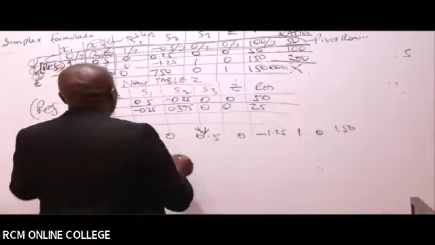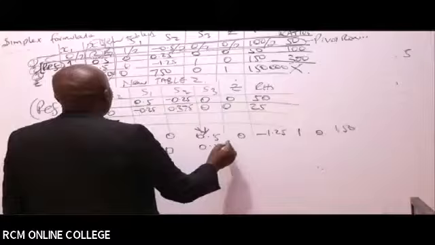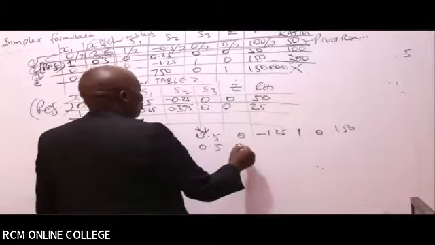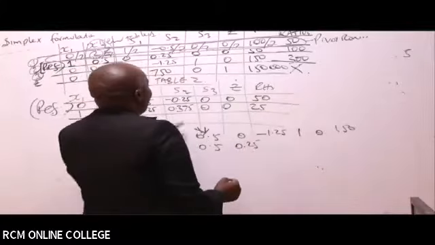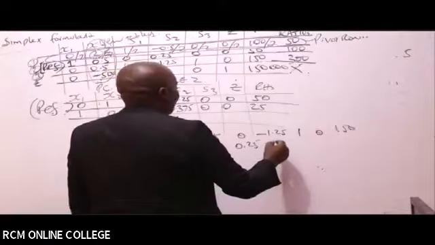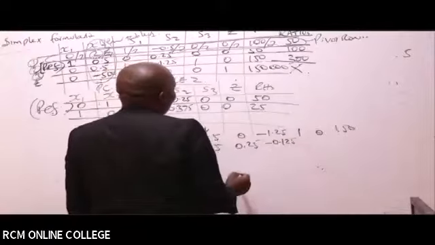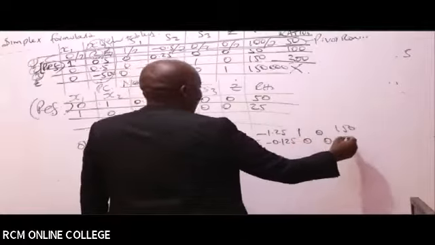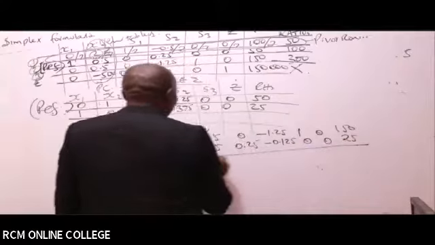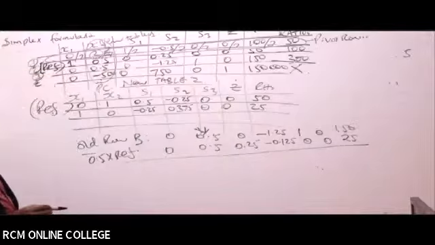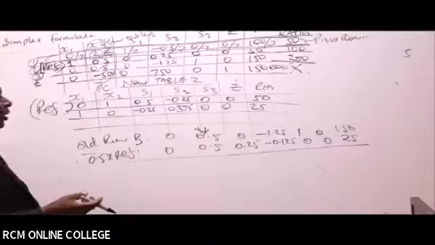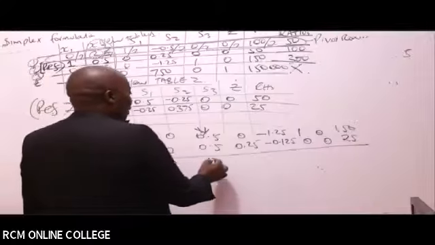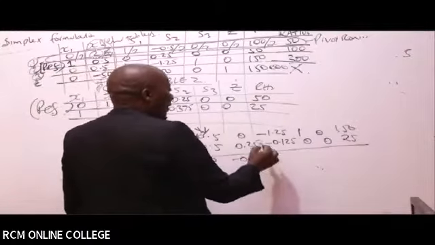So the first one is 0, 0.5. Then we have 0.25. This one is what you guys gave me, minus 0.125, if I'm not wrong. This one is 0, 0. This one here was 25. Same figures, basically. So this will be 0, 0, minus 0.25.